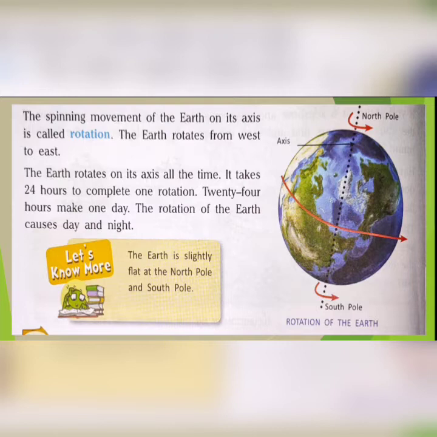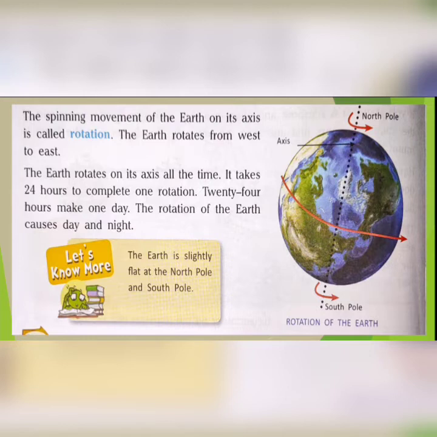Now have you understood why one day comprises 24 hours? Because our Earth takes 24 hours to complete one rotation. One rotation means completion of one day. The rotation of the Earth causes day and night. The part facing the sun has day, and the part which is not facing the sun has night.